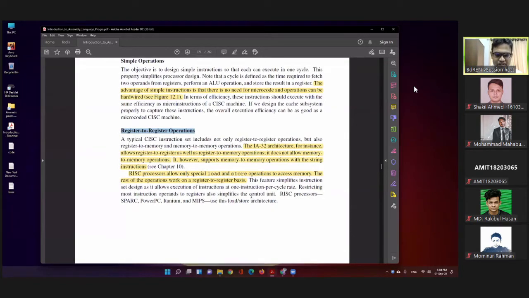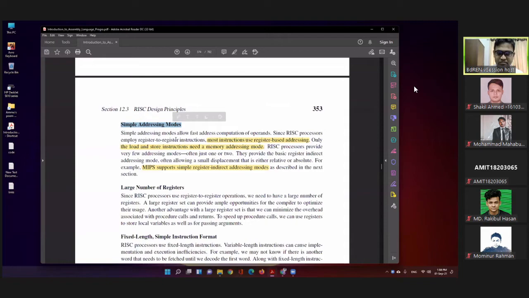Okay. Another one is the simple addressing mode. I hope you remember there are 4 addressing modes we have discussed in chapter number 4 for the Pentium processor. Although there are not just 4 addressing modes, there are several other addressing modes. We didn't discuss this one in chapter number 6 maybe. They also have some other very complex addressing modes in the CISC processor. But here in the RISC processor, they are very simple because they are using only the register. Especially in this MIPS type of processor, you can see it is written: MIPS supports simple register indirect addressing mode.